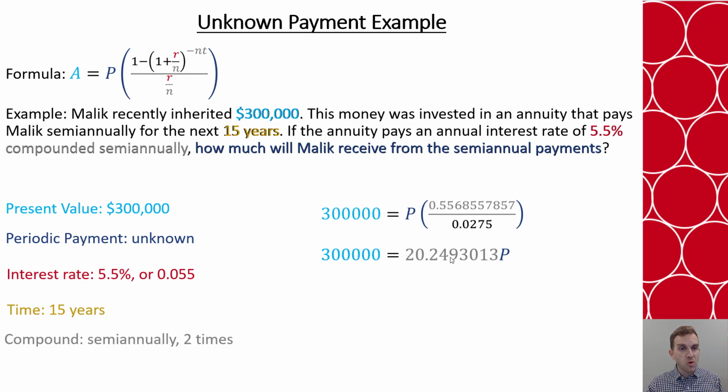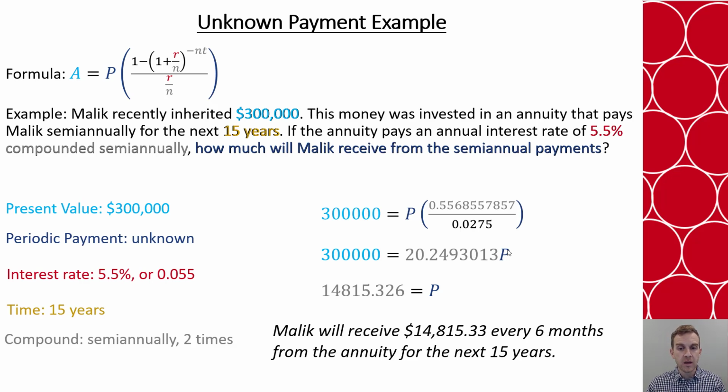20.2493013, and you may have more decimals than that, times P. To get P by itself, I divide both sides by the 20. And then I can round to 2 decimal places, and that will tell me the amount of money that Malik will get semi-annually. So Malik will receive $14,815.33 every 6 months from the annuity for the next 15 years.